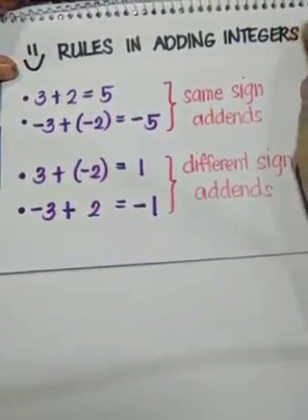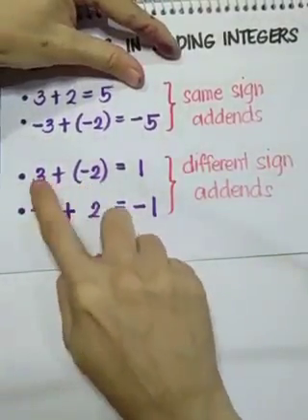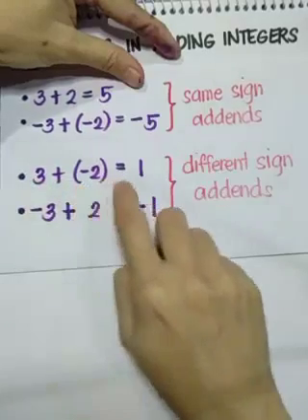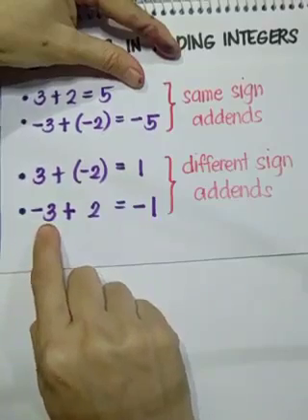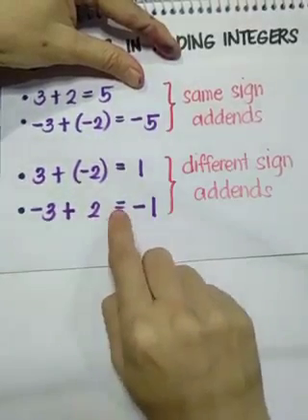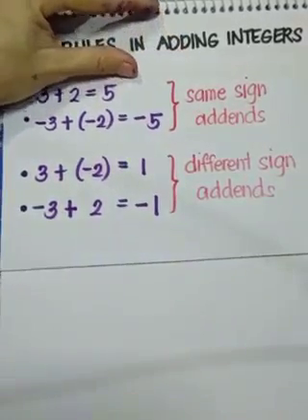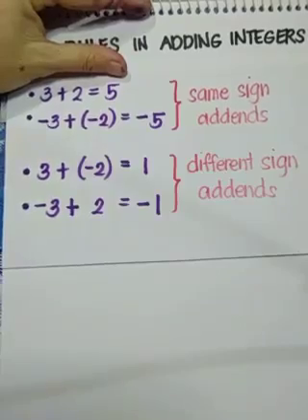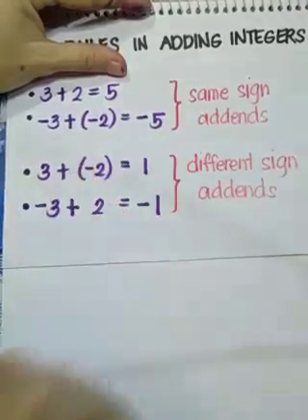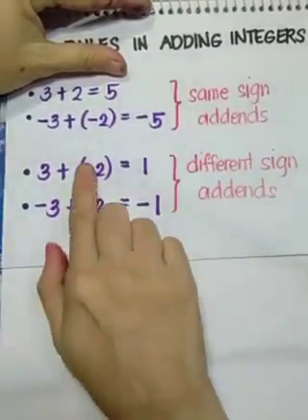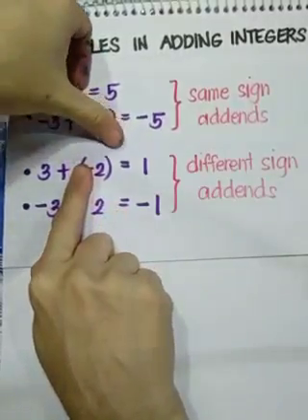Now for the second case. We have 3 plus negative 2. So they have different signs. The answer is 1. And then this one, negative 3 plus positive 2 is equal to negative 1. What rule can we come up with here? Like I said, don't look at the symbol, it is only the absolute value that we use. So the absolute value of 3 and 2.